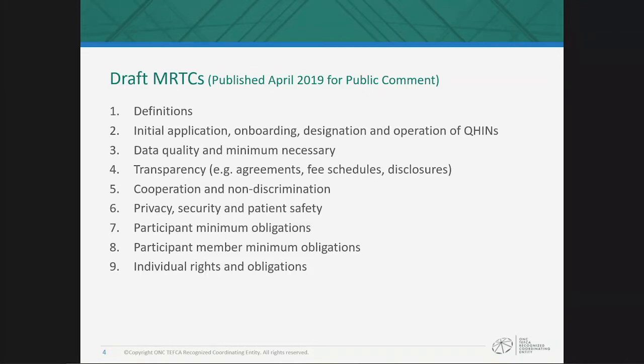it covered a whole host of topics listed here: ever important definitions, a process around application onboarding, and then you can see the terms here around minimum necessary, transparency, and the like. What we're going to do is hone in on a handful of these where there did seem to be some pretty intensive public comments, sometimes in support and sometimes not, pull out thematic takeaways, and really just pose them there for you all to weigh in.